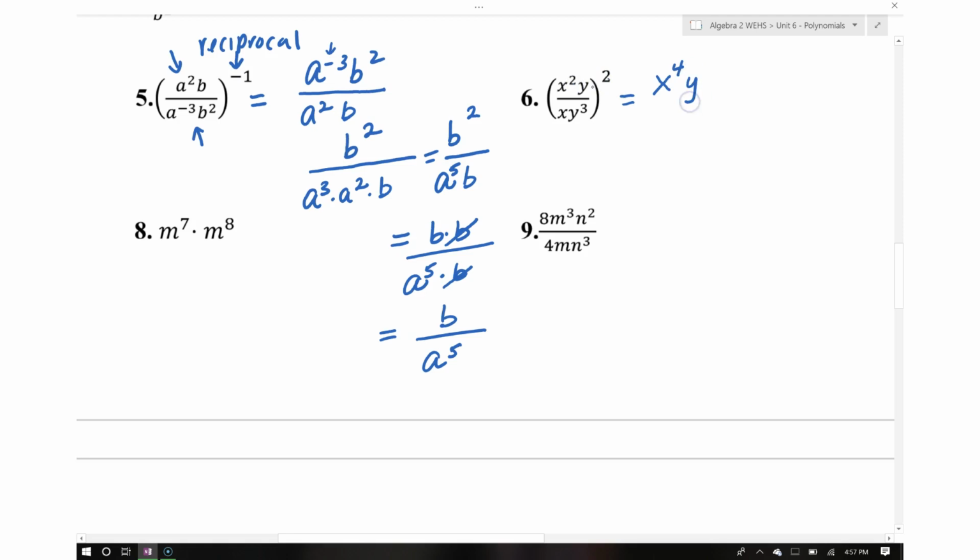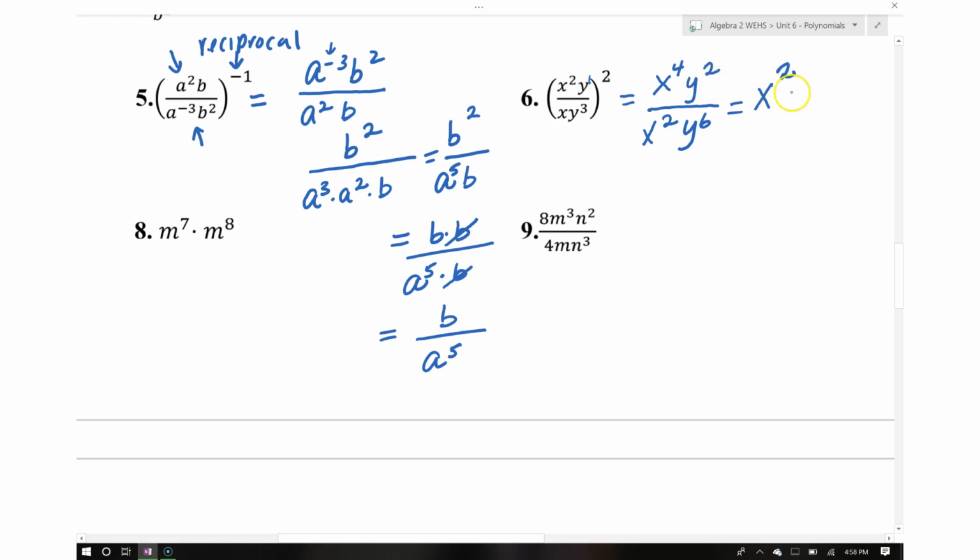And we know by default y is raised to the 1st power, so this will be y squared, divided by, we have x to the 2nd power, and we have y, and we have 3 raised to the 2nd power, so that's going to be 6. If we simplify, we have the same base, so we'll be subtracting the exponent. So we have x raised to the power 2.